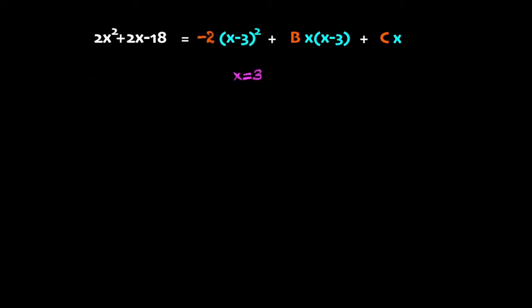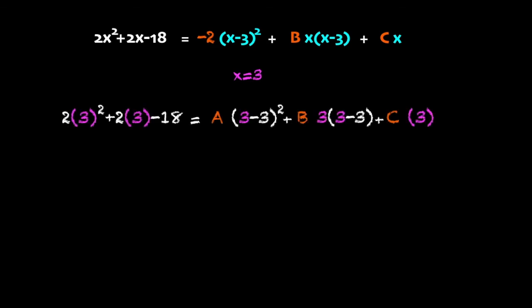So now we're going to do the same thing for x equals 3, and that's going to eliminate a and b, even though we already know what the value of a is. On the left, we're going to get 2 times 3 squared, which is 18, plus 2 times 3, so 18 plus 6 minus 18 is going to leave us with 6 on the left, and on the right we have 3c, and therefore c is equal to 2.